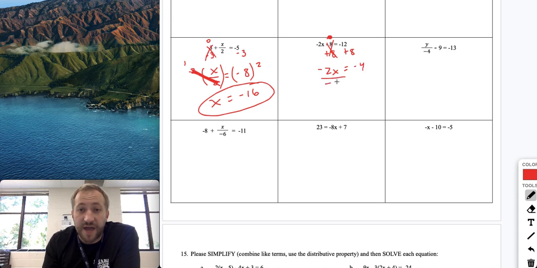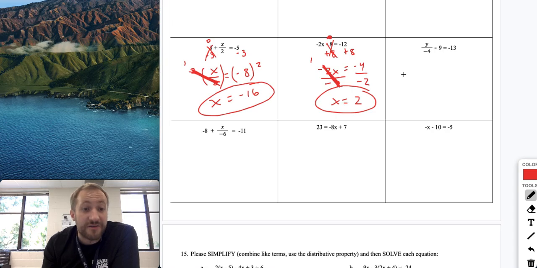I'll divide both sides by negative 2. These reduce down to 1. I'm left with x is equal to negative 4 divided by negative 2. That's just positive 2. Use your calculator if you're not sure about the negative rules, okay? Let's look at the next one.